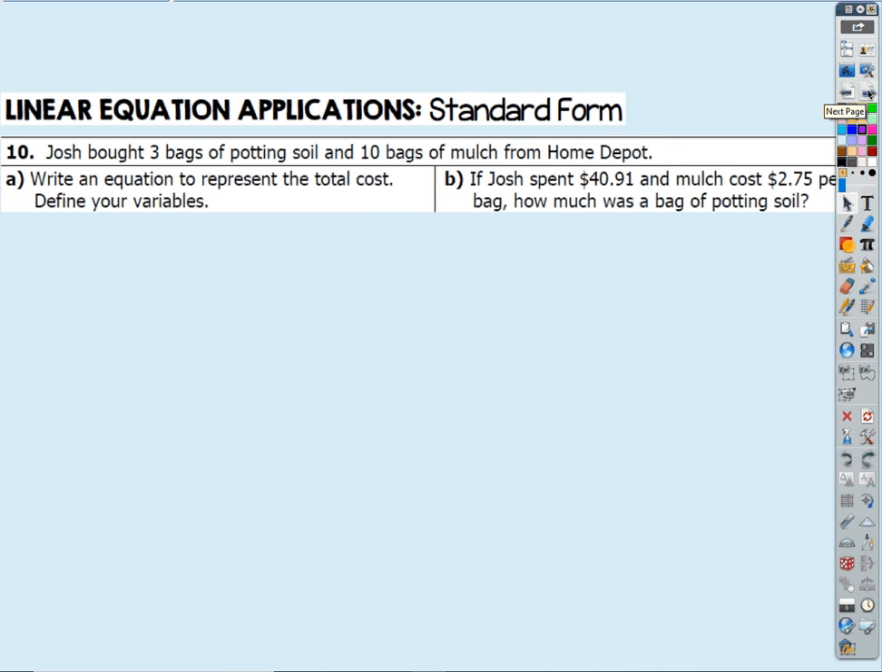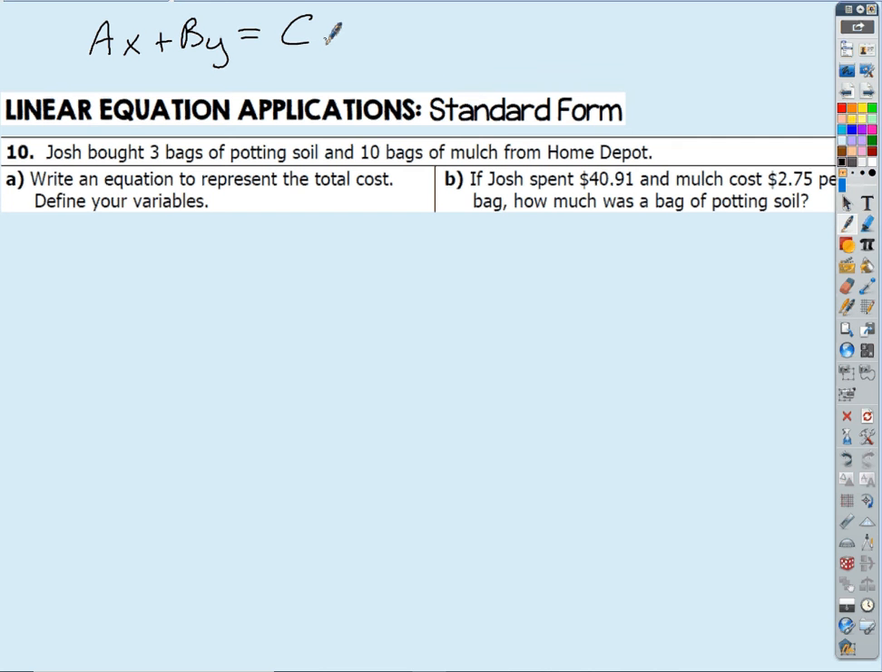Which form is it going to fit? Standard form. Yes, it says it right there, doesn't it? This is the one that's going to fit standard form, so it's going to look something like AX plus BY equals C, where X and Y are the input variables, and we're calculating some kind of overall cost. So in this case, he's buying 3 bags of potting soil and 10 bags of mulch from Home Depot. Write an equation to represent the total cost.